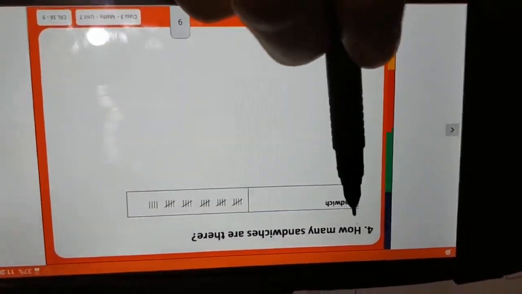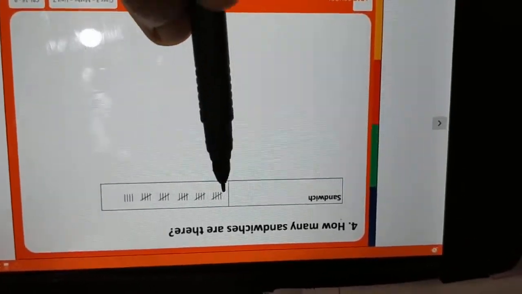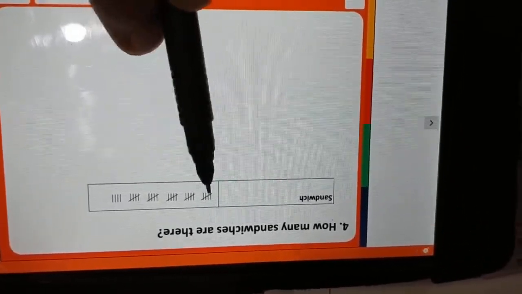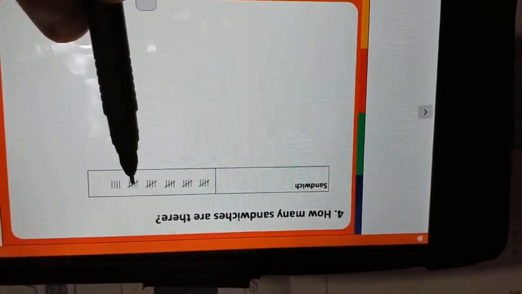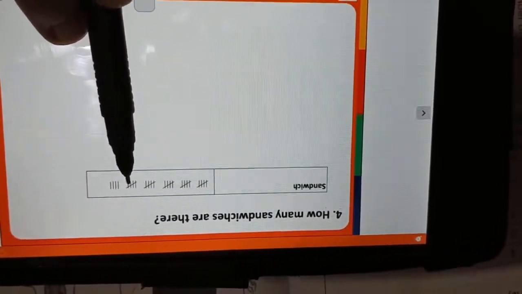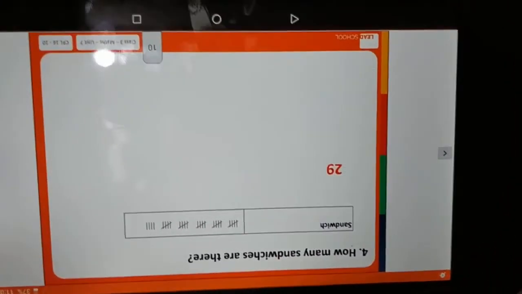Now next, how many sandwiches are there? Sandwiches: 5, 5, 5, 5. 5 plus 5 is 10, 10 plus 5 is 15, 15 plus 5 is 20, 20 plus 5 is 25, 25 plus 4 is 29. Now look at this. How many are there? 29.